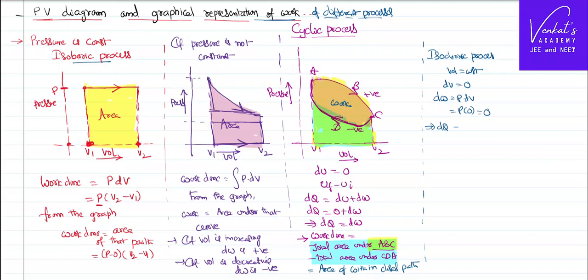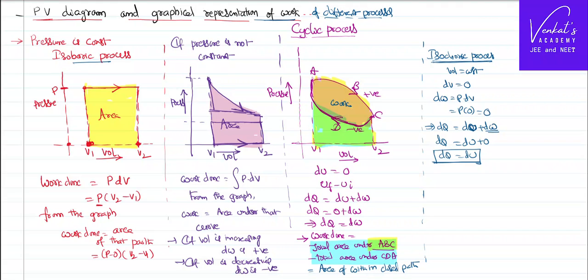As work done is 0 in the isochoric process, according to the first law of thermodynamics, dQ equals dU plus dW. But dW equals 0. So dQ equals dU plus 0. So dQ equals dU means that in an isochoric process, all the heat energy supplied is used to increase the internal energy of the system and no external work is done.